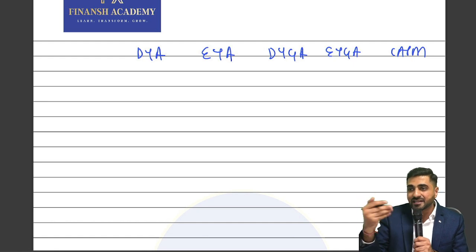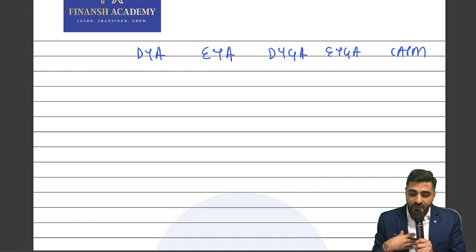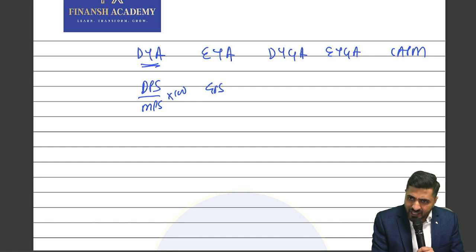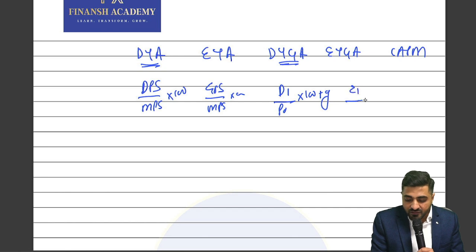Because your expectation is my cost. Dividend yield approach formula: DPS by MPS into 100. Earning yield approach: EPS by MPS. Dividend yield plus growth approach: D1 upon P0 into 100 plus G. E1 by P0 into 100 plus G. And CAPM is RF plus (RM minus RF) into beta.